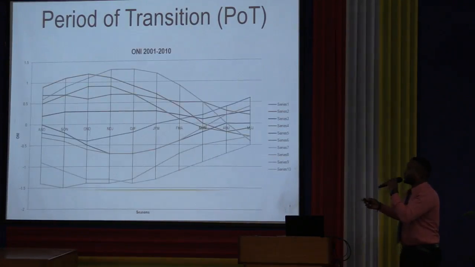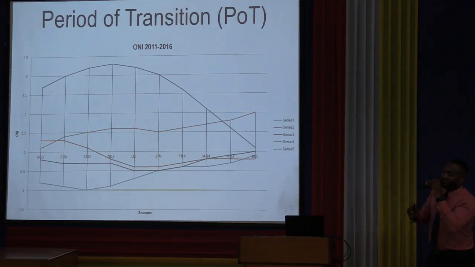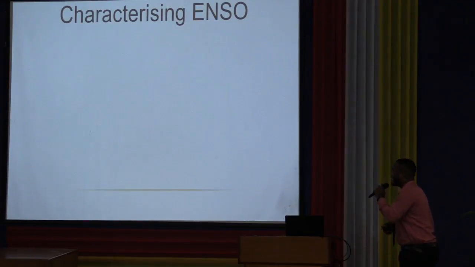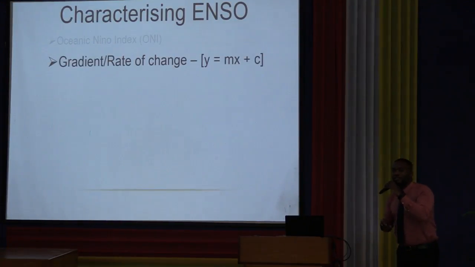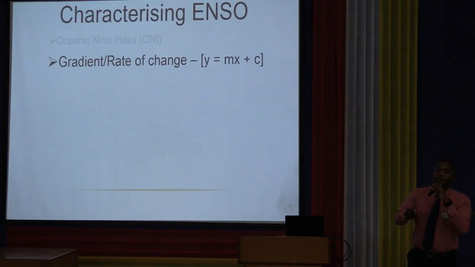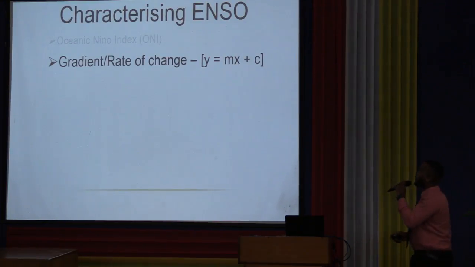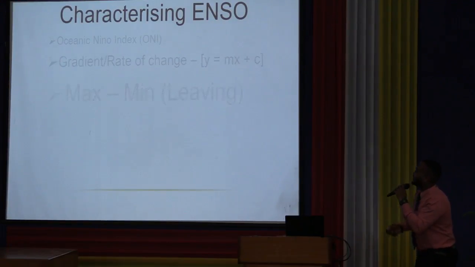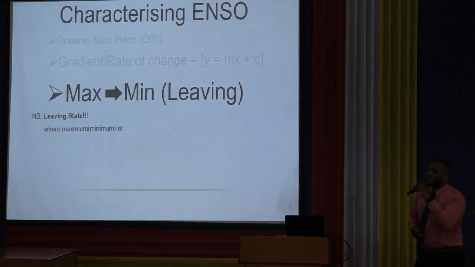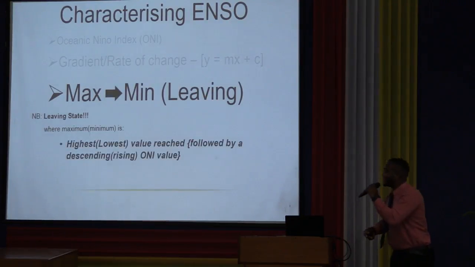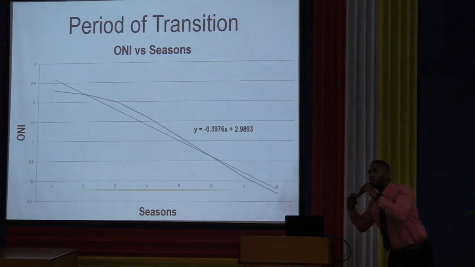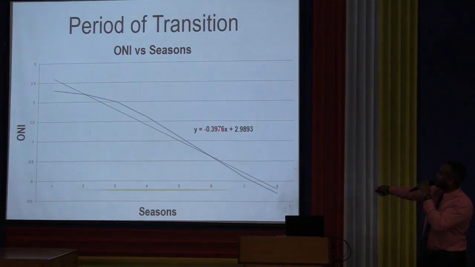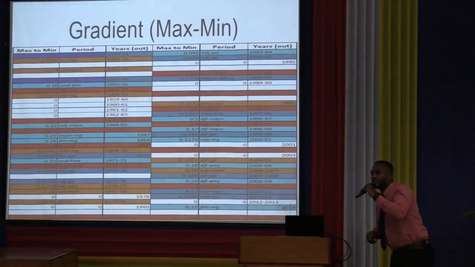So this was true for all the ONI values. So after we get the ONI, we then look at the rate of change. Going back to CXC days, who remembers this formula? Y equals MX plus C. What is the gradient? So we looked at the maximum value and then we looked at the neutral state. So simple, look at the extreme value, what occurred, and then the lowest state, when the sea surface temperatures would return to normal. And then we determine the rate of change. Now we took that and we put it in this table.